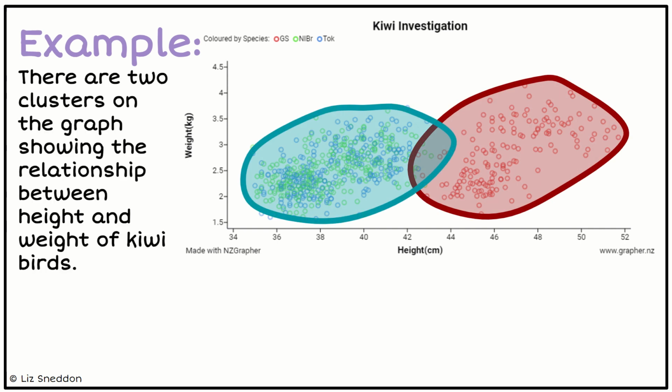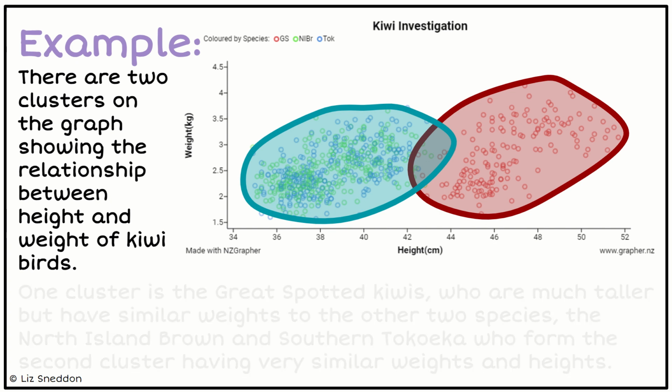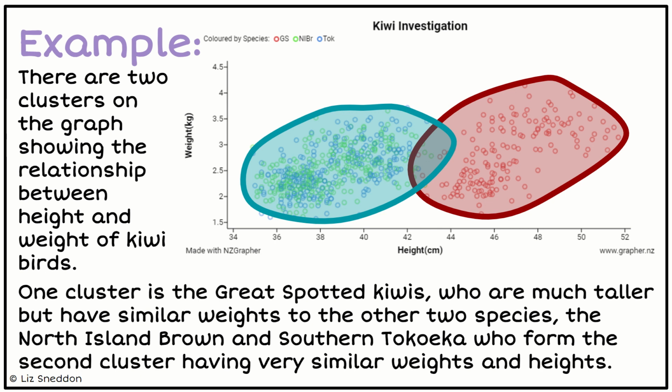The first thing I want to identify is that there are two clusters on this graph between the height and the weight of kiwi birds. Then I need to describe what the two clusters are, and distinguish between the two. One of those clusters is our great spotted kiwis.